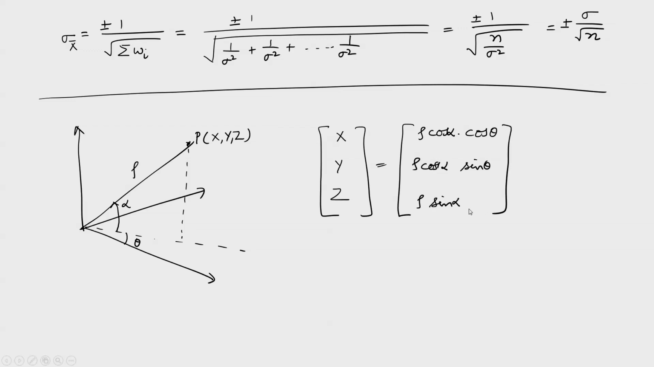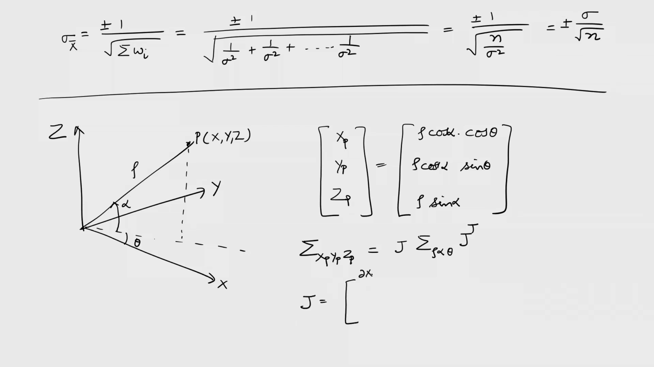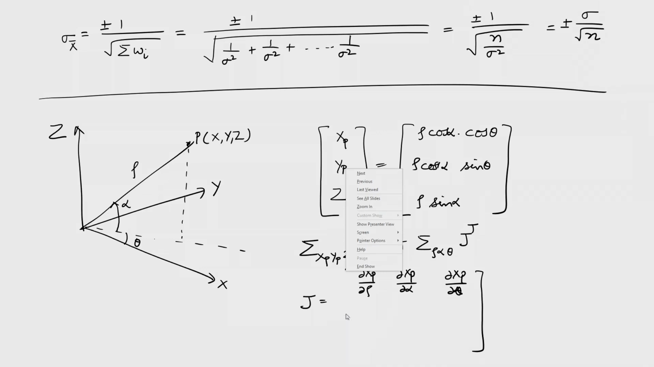This is the 3D distance rho here. Alpha is the elevation angle with respect to the xy plane. Here this is x, this is y, and this is z. I can also write the coordinates of point P as xp, yp, zp. What is the value of sigma xp, yp, zp by this formula, sigma rho alpha theta times J transpose, where the Jacobian is given by dou xp by dou rho, dou xp by dou alpha, dou xp by dou theta here. It will be a 3 by 3 matrix.